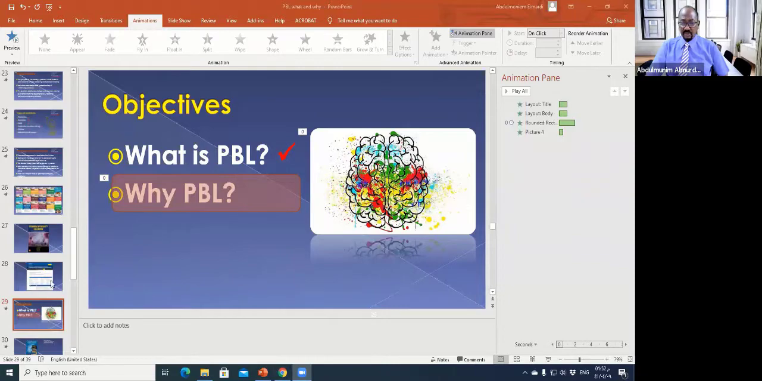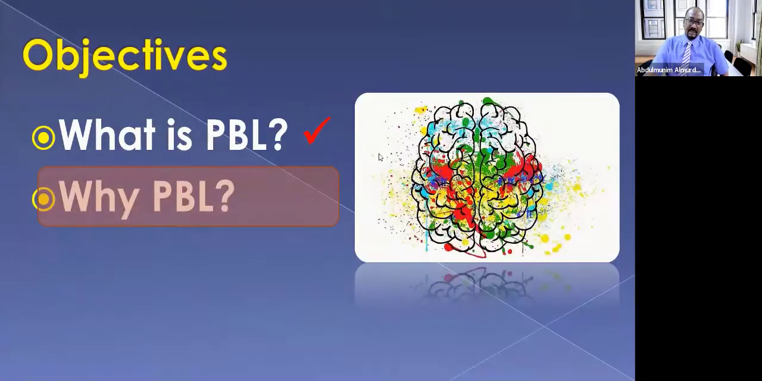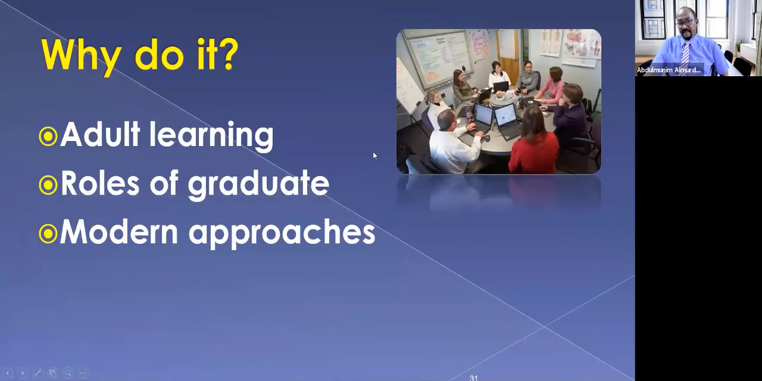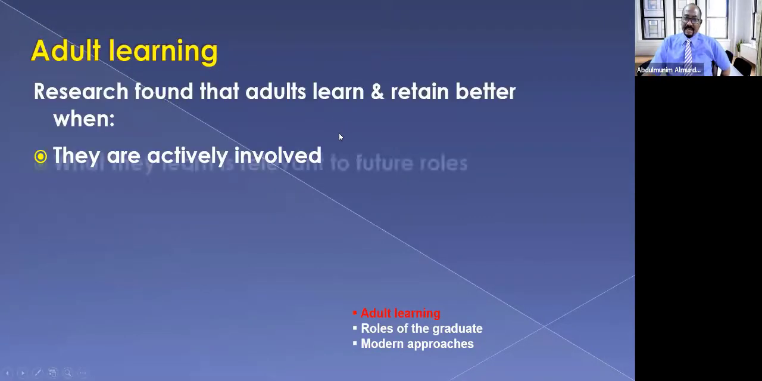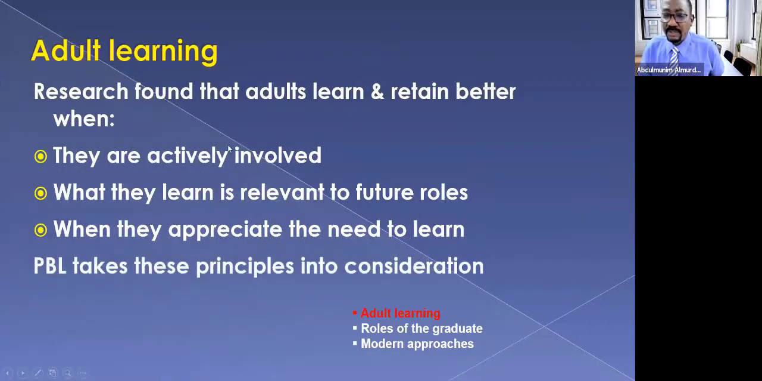Okay, let me go through the slides very quickly because you already heard what I wanted to say. But you can start thinking about questions if you like while I go through the slides. And then you can ask about why. So why I said adult learning, roles of the graduate and modern approaches. These are the three justifications. And for adult learning, these are the three principles. They learn better when they are actively involved. They learn better when what is learned is relevant to the future and when they appreciate the need.